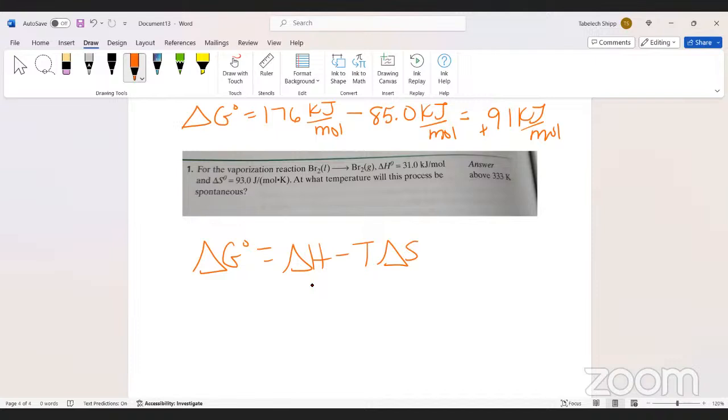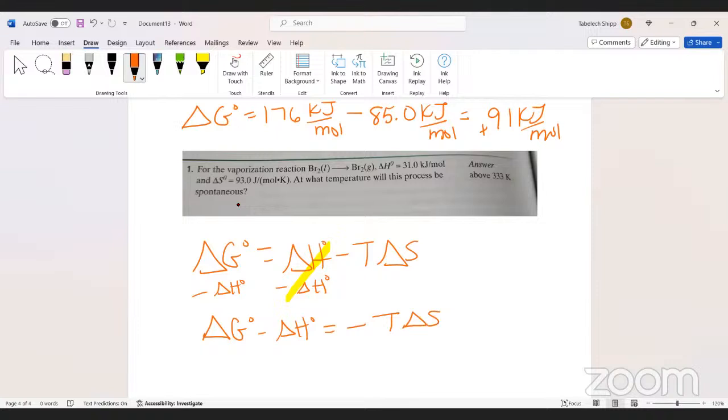Well, watch what I'm going to do now. I'm going to bring the delta H to the other side, so I'm going to subtract the delta H. That's going to be brought onto the other side. So I've got delta G minus delta H. They're together. And I'm just going to cross out my delta H here, because I don't need that one anymore. And what's left over is negative T times delta S.